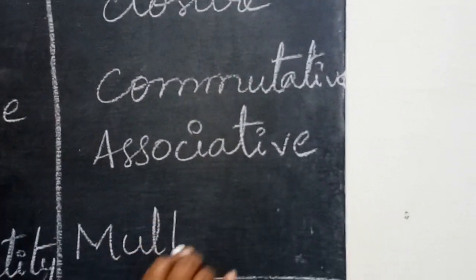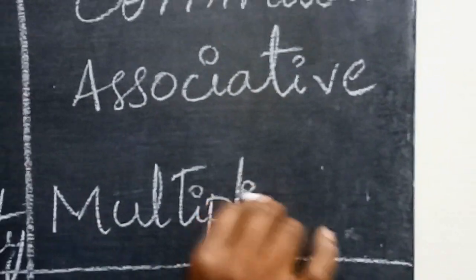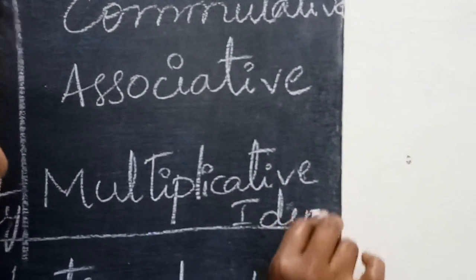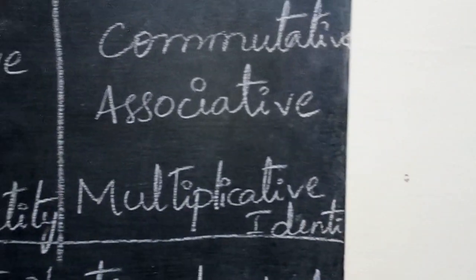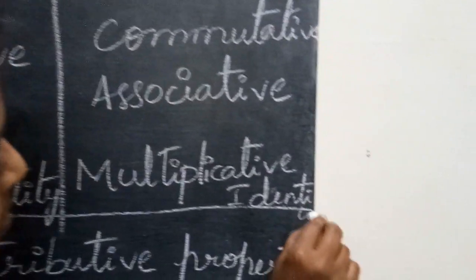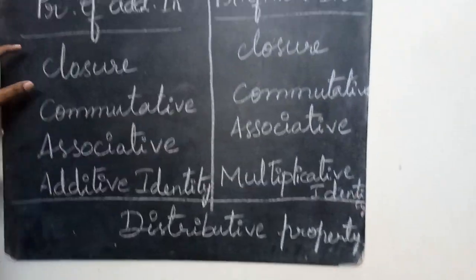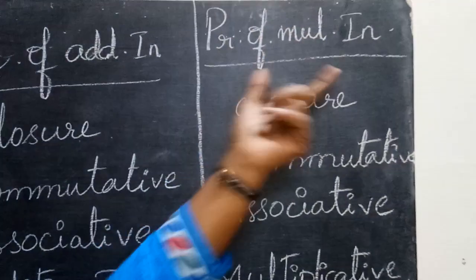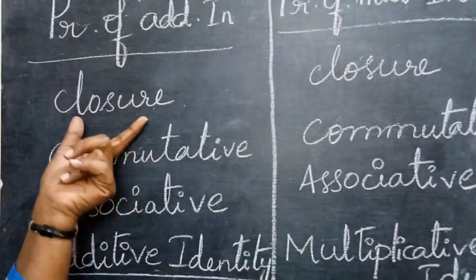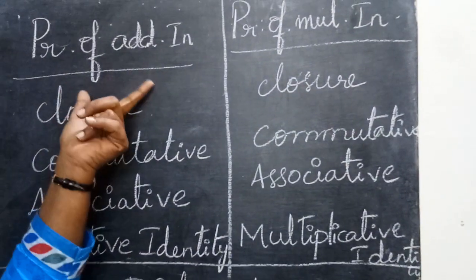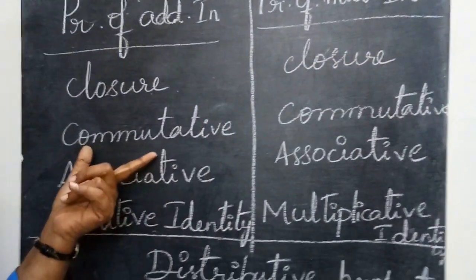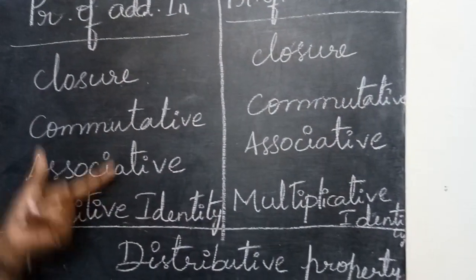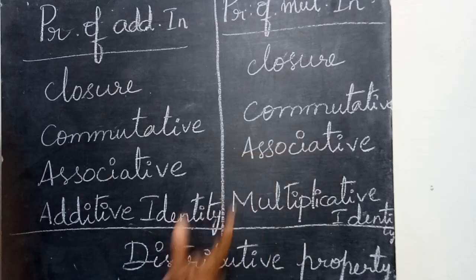Here you have to observe multiplicative identity. Here no place children, so okay, look at this. Closure properties of addition of integers, properties of multiplication of integers. First one is closure property in addition, closure property in multiplication, commutative property in addition, commutative property in multiplication, and associative property in addition, associative property in multiplication.